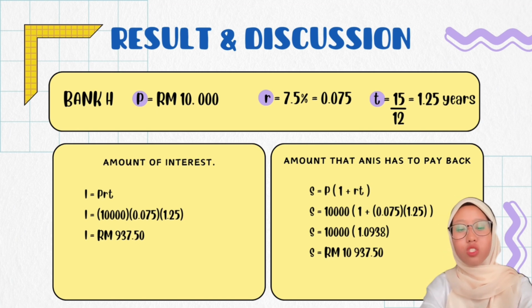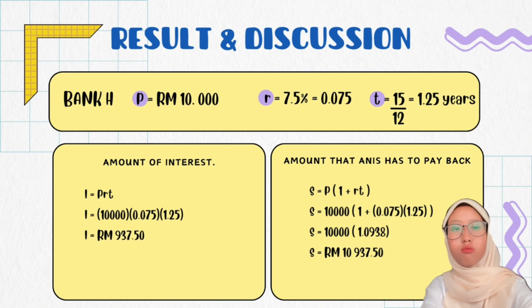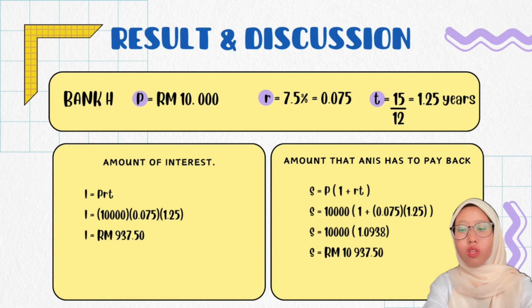Now for the amount that Anis has to pay back for Bank H, we use the method S equal to P(1 plus RT). We should calculate the number in the bracket first, which is 0.075 multiplied by 1.25. Then, the answer that we get should be added to 1. The sum is 1.0938 and directly we multiply with 10,000. Finally, the amount that Anis has to pay back for Bank H is RM10,937 and 50 cents.